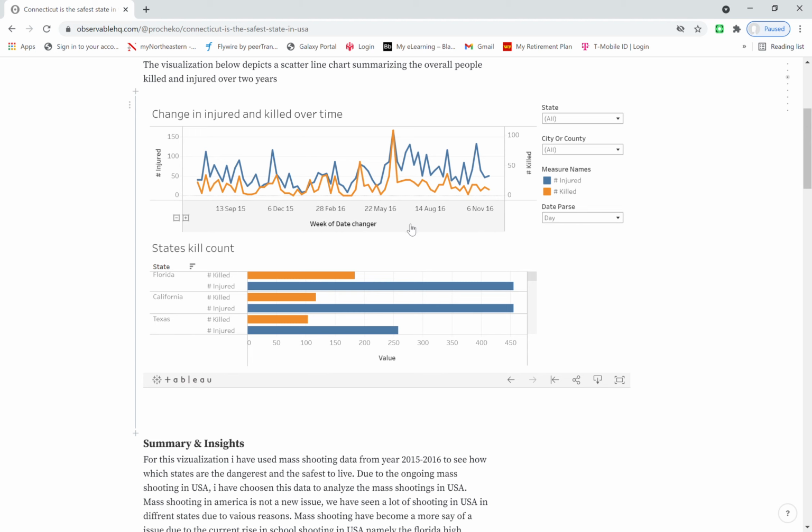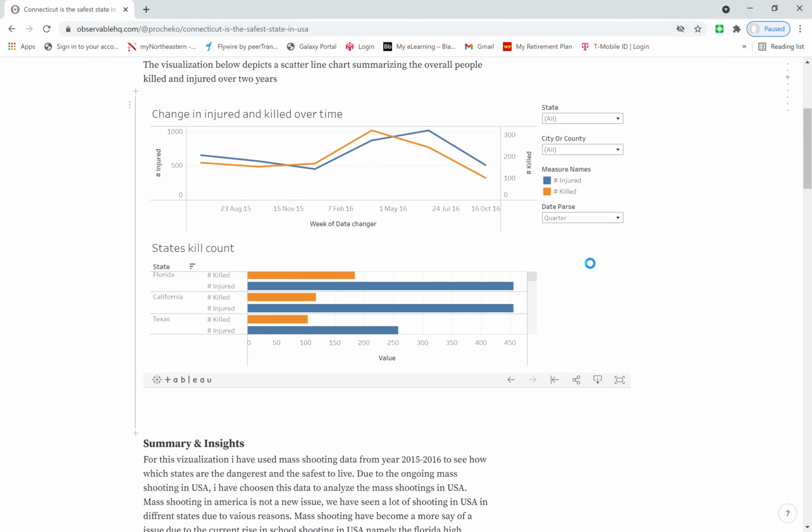From 2016 onwards, we see more people getting injured during a mass shooting than getting killed. If we compare it by week, we also see a similar kind of pattern. If we compare it by quarter, we see a different pattern, where the highest number of shootings happen during 2016 and the killing percentage goes down, whereas the number of people getting injured goes up.